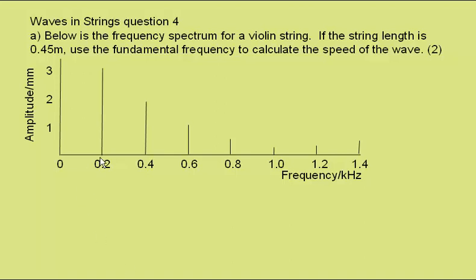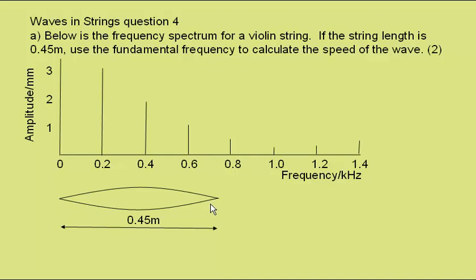Well, the fundamental frequency is this one at 0.2 kilohertz or 200 hertz, and at the fundamental frequency there is one loop of half a wavelength. So if that one loop is 0.45 of a meter long, it means the wavelength lambda will be 0.9 of a meter.